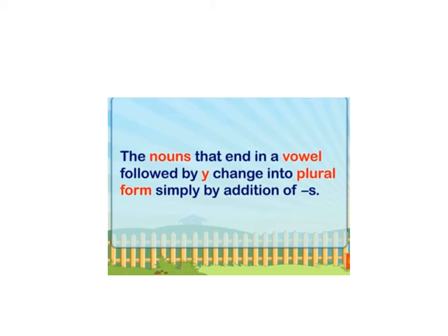Now, till now we saw that if the word ends with y, which is preceded by a consonant, we are going to add ies, removing y. Now they are saying the nouns that end in a vowel followed by y change into a plural form simply by adding s. If the word ends with y, which is preceded by a vowel, to make it in a plural form we have to just write s.